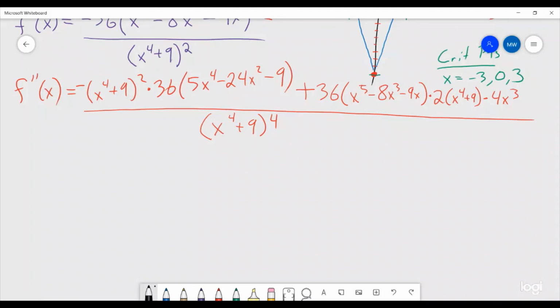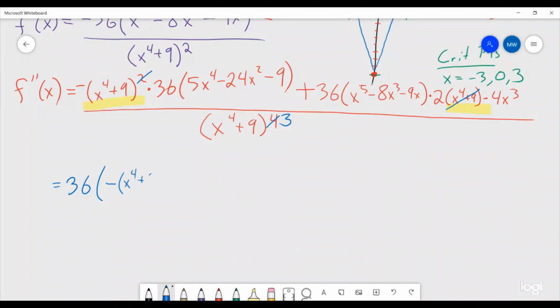Well, we have an x to the 4th plus 9 squared in this term, so right here, and we have an x to the 4th plus 9 here, so we can actually simplify this a little bit before we do anything. We can cancel that with one of these and one of these down here. So that makes it a little bit easier. Is there anything else that can cancel? We'll see, there's a 36 in everything, so let's just pull that out. So we got 36 times, we got a negative 5x to the 4th. Oh, whoops, we have the x to the 4th plus 9 still.